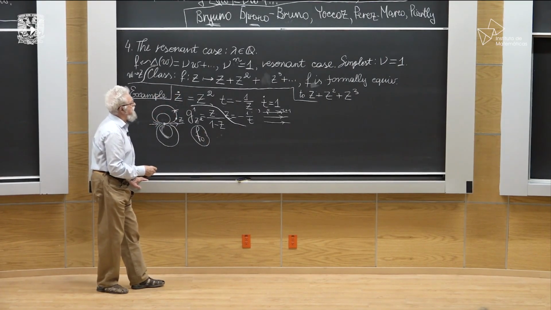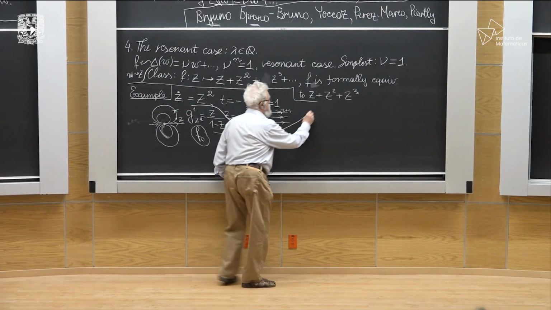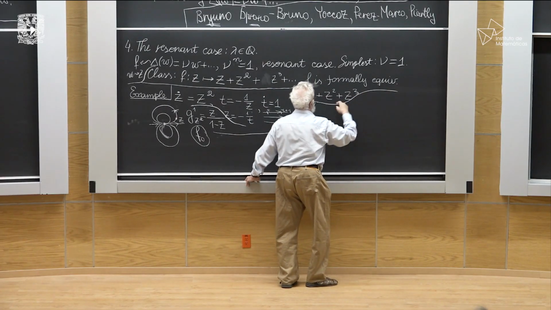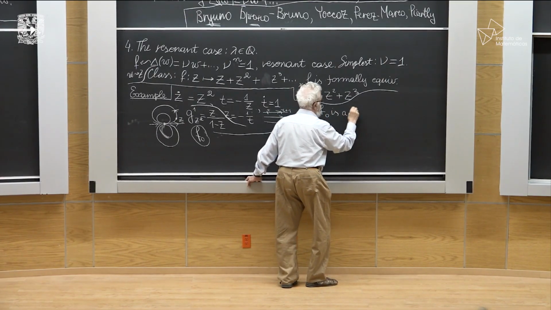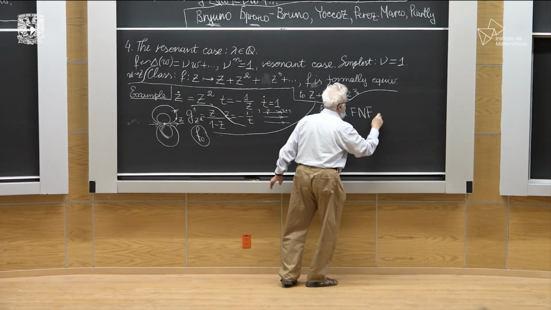And the theorem is that the same statement: F0 is a formal normal form for F.